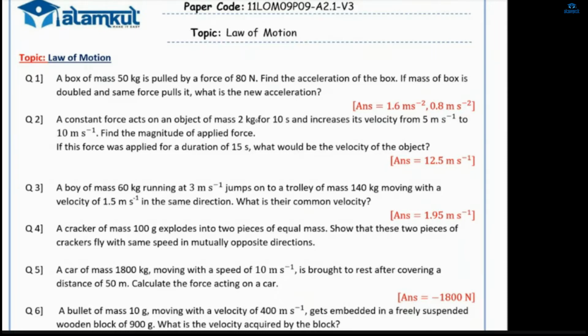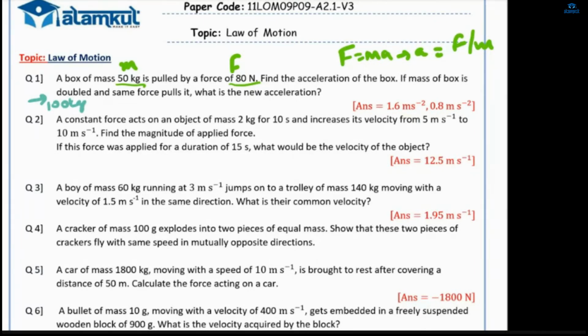A box of mass 50 kg is pulled by a force of 80 Newton. So we are given mass and we are given force. Find the acceleration. You all know F is equal to ma, so a will be F by m. If the mass of the box is doubled, it means it has become 100 kg. And the same force pulls it.